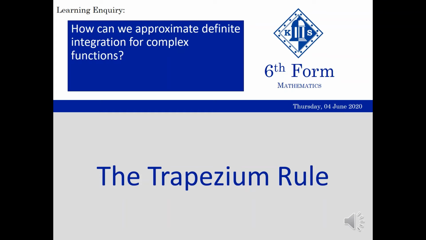Good morning, Year 12. Today's lesson, we are going to look at how we can approximate definite integration for more complex functions. And the way we're going to look at doing this today is using something called the Trapezium Rule. So we'll come back to this question. I want you to be thinking all the way through how you can explain a good answer to that. Trapezium Rule isn't the only way we can do this, but this is the way that we're going to be looking at today.